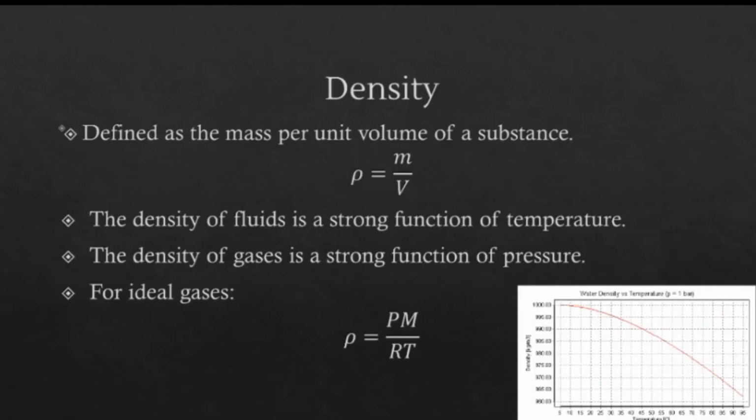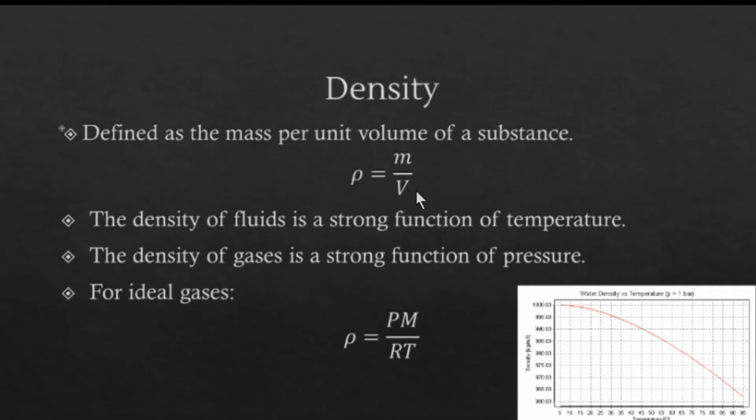Now let's talk about the density of fluids. Density is broadly defined as the mass per unit volume of a substance. It's the ratio of mass and volume. For a fixed amount of substance, that is a constant mass, a change in volume would give us a change in density.